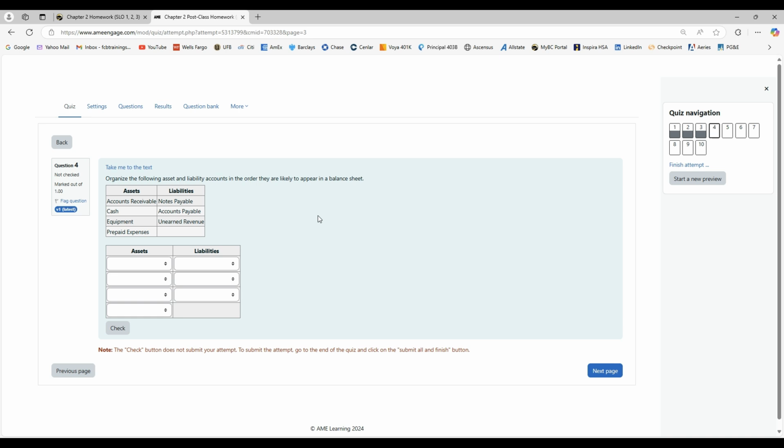Okay, question number 4. Organize the following asset and liability accounts in the order they are likely to appear in the balance sheet. So again, assets are listed by order of liquidity, cash being the most liquid. Liquidity is basically the concept of how hard it is to convert to cash.